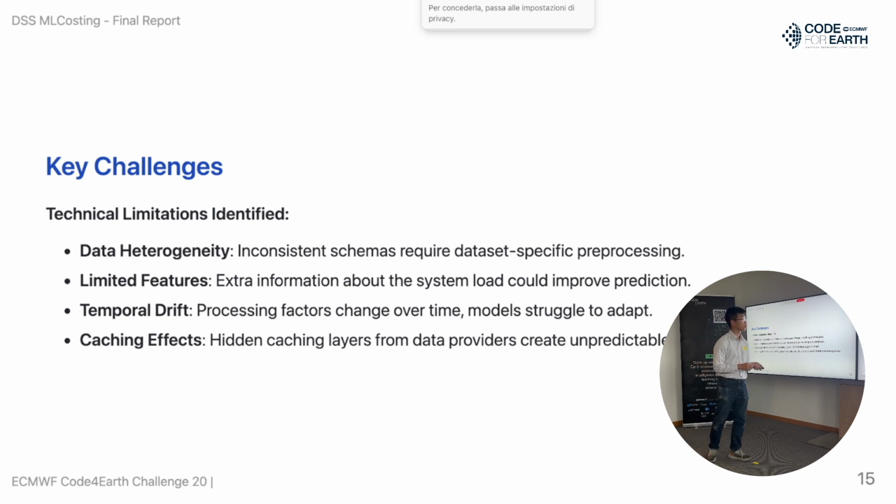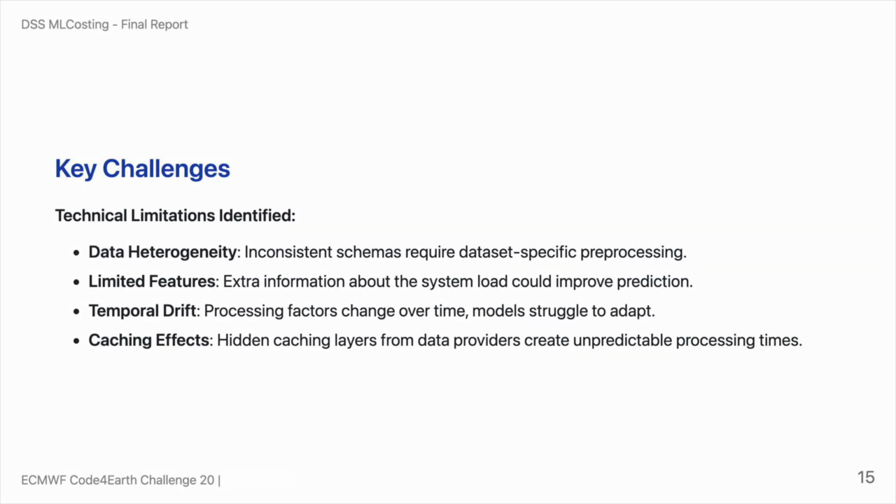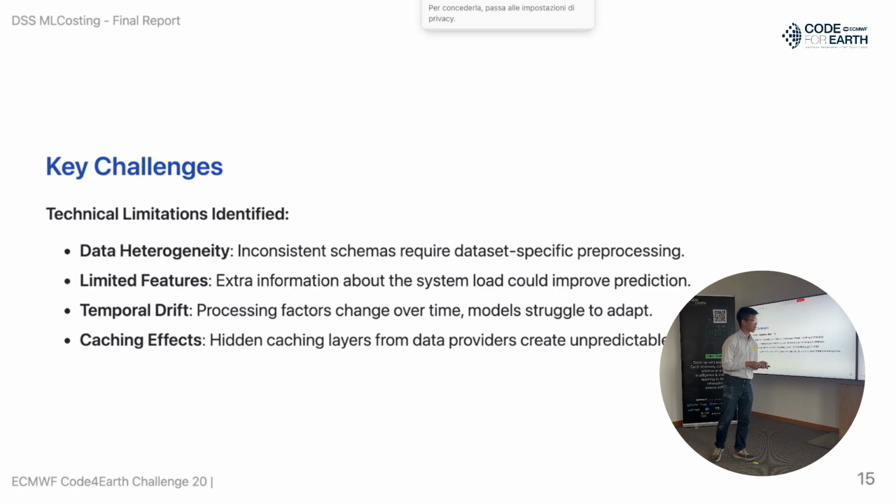Another problem is temporal drift. When we train the model on one day and test the value on the next day, we see that for certain days of the week there was some change in the patterns of the errors. Lastly is a caching effect. Even though our data is trained on the cache data queried by our mentor, sometimes there was a caching layer from the data providers that may serve stale data, causing caching effects, and that could reduce the actual processing time.